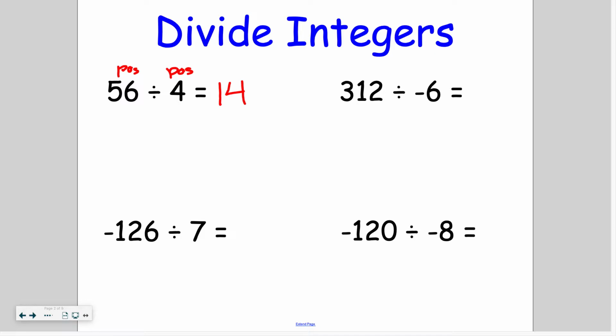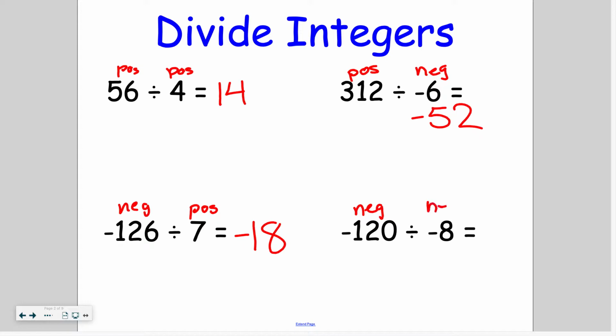Looking at this next one on the right, we've got 312 divided by -6. Once again, we have a positive number and this time a negative number. When I do that division, I end up with an answer of -52. The next one down on the left, we've got -126 divided by 7. A negative number divided by a positive number results in -18. With our last one on the bottom right, we've got -121 divided by -8. When I divide those values, I get an answer of 15.